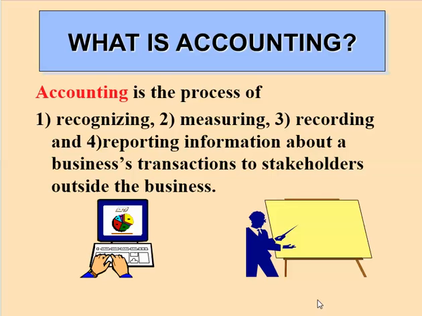There's always a lot of questions about what exactly accounting is, and your book has this definition. It's a pretty standard definition. It says accounting is the process of recognizing, measuring, recording, and reporting information about a business transaction to stakeholders outside of the business. So in effect, accountants or accounting is the scorekeeper of the business. They keep track of what's going on in the business so that we can make changes to our game plan as we go along.